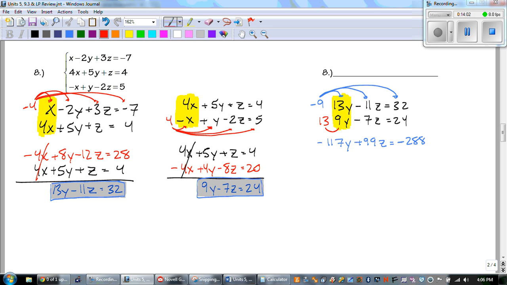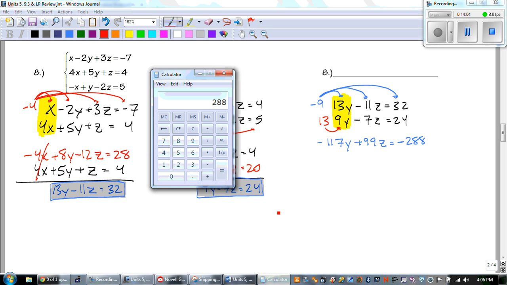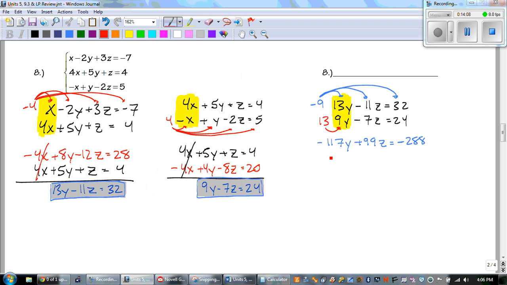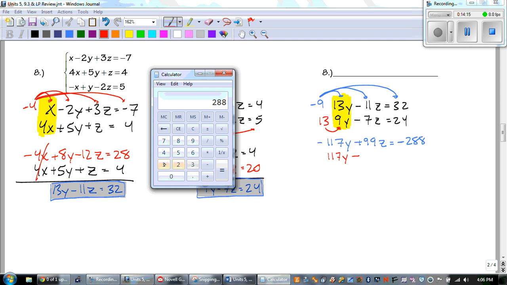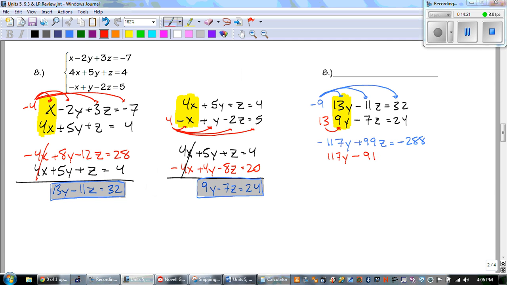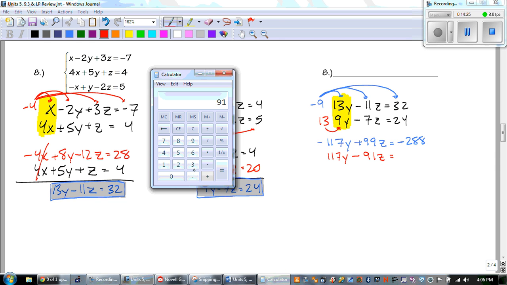Okay, let's do this same thing. 13 times 9, oh, we just did that, so I don't need to worry about that. 13 times 9 is 117y. 13 times 7, I don't know that off the top of my head. 13 times 7, we get 91. And then 13 times 24, and that's 312.